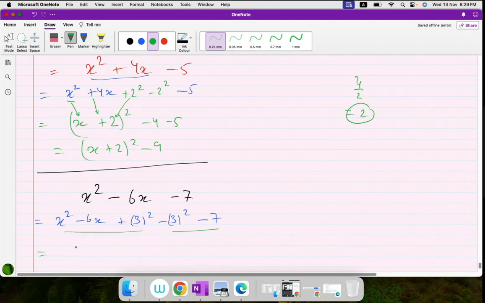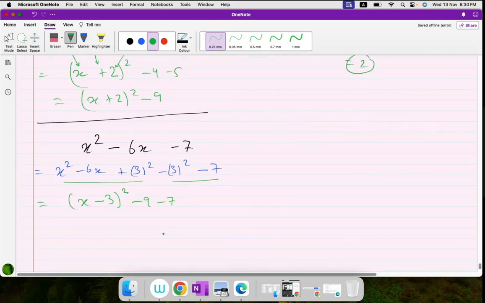We will take a bracket with x and 3, and what sign? We will take minus. What next? 3 squared is 9, 9 and 7. So this is x minus 3 whole squared minus 16.